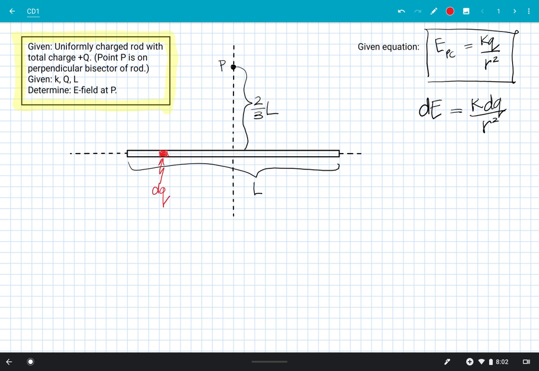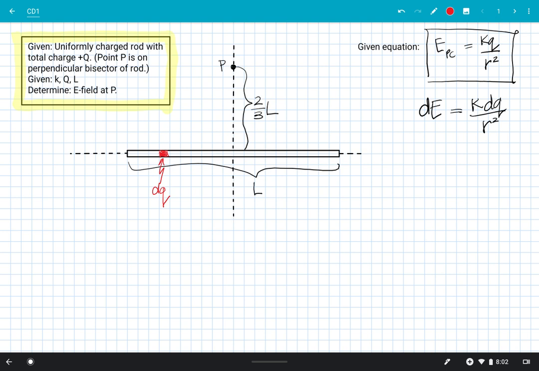So what you're going to imagine is that you're actually adding up all the dq's along this line. So in your mind, you have to think about moving up and down or back and forth across this rod, or really just from one side to the other as you're summing.